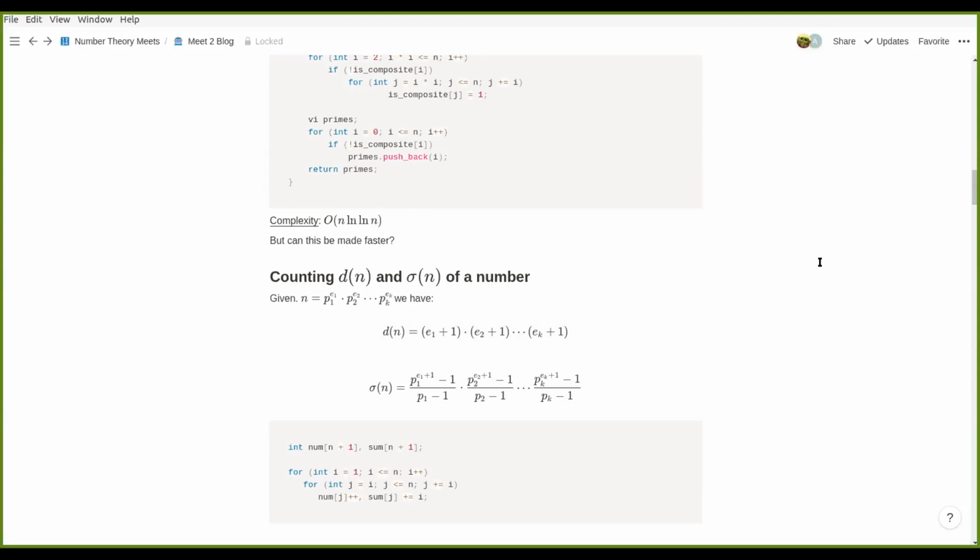So what Pratik said is we have r till 10 to the power 12. He said that any number i will be of the form p1 to the power e1, p2 to the power e2, and so on. So the divisors will be e1 plus 1 into e2 plus 1 and so on.